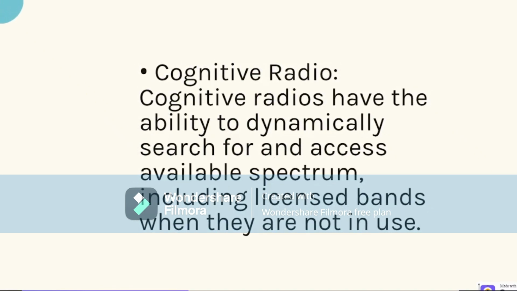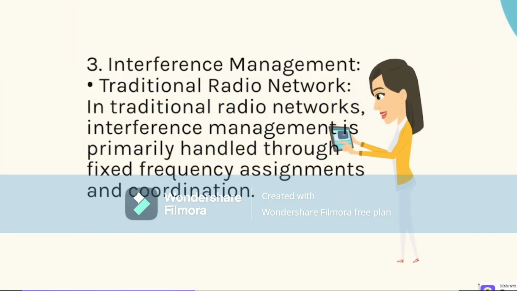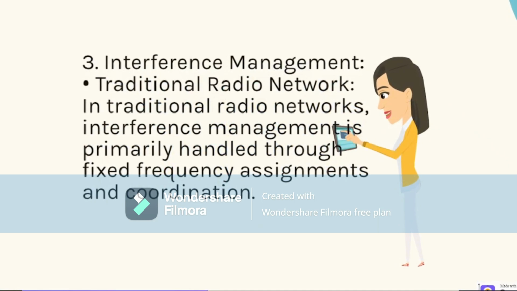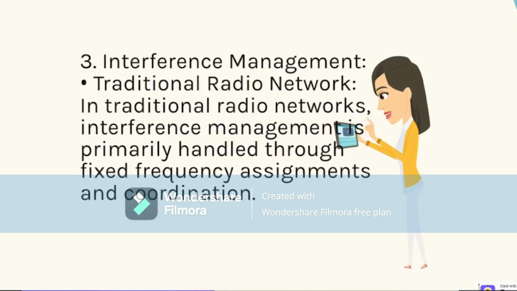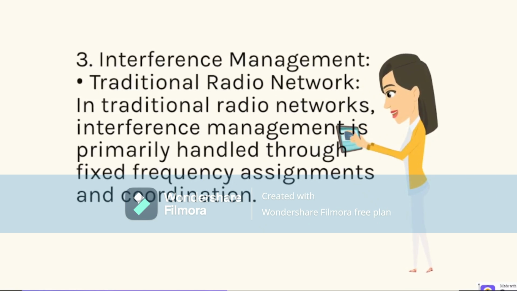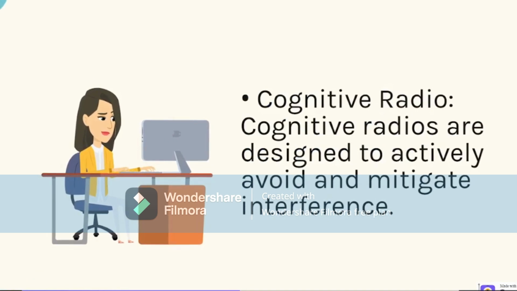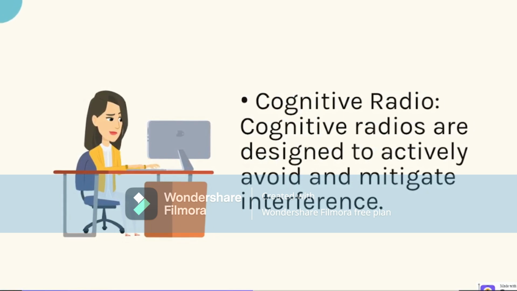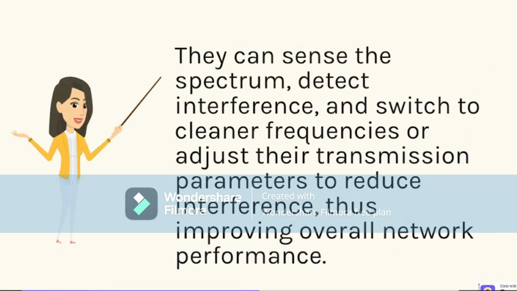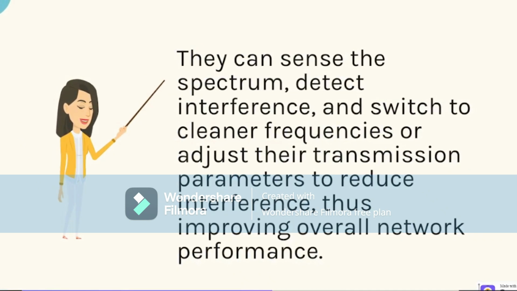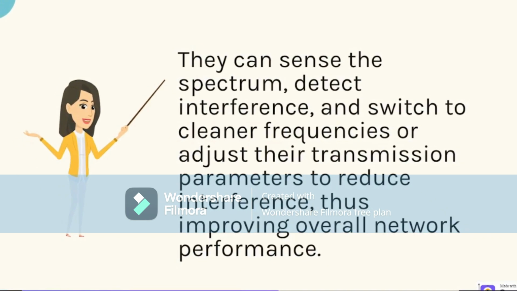3. Interference management. Traditional radio network. In traditional radio networks, interference management is primarily handled through fixed frequency assignments and coordination. Cognitive radio. Cognitive radios are designed to actively avoid and mitigate interference. They can sense the spectrum, detect interference, and switch to cleaner frequencies or adjust their transmission parameters to reduce interference, thus improving overall network performance.